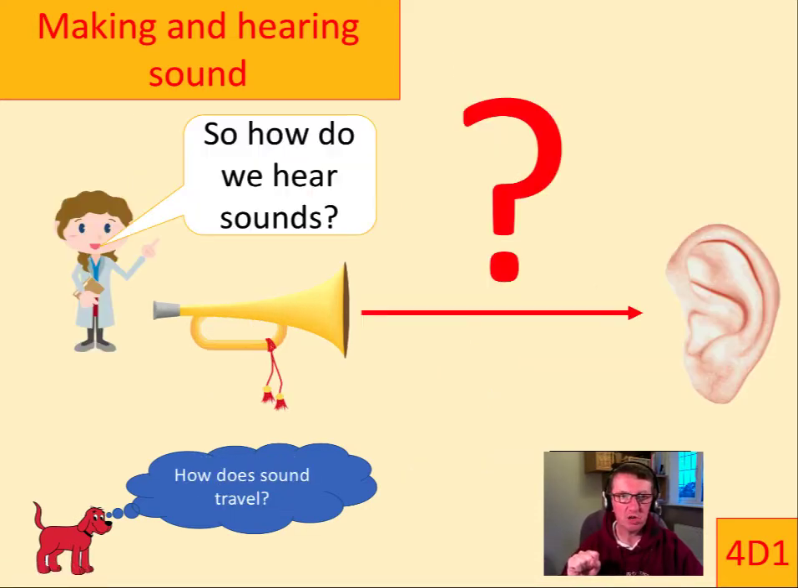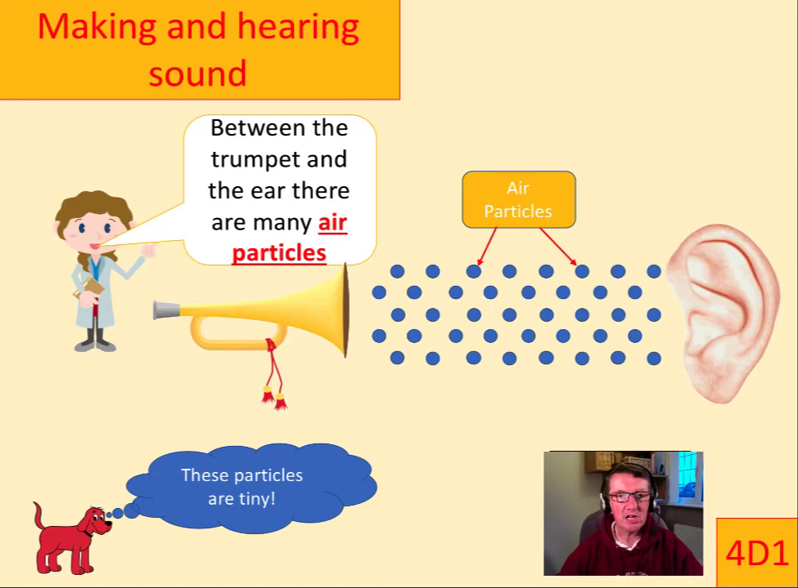Wow. So how do we actually hear sound? Well, what we need to know is that between the object making the sound, here the trumpet, and the ear, there are many little air particles. In fact, they're so tiny we can't see them, but they are between us and the object vibrating. So here the trumpet's vibrating, and there are air particles between that and our ears.